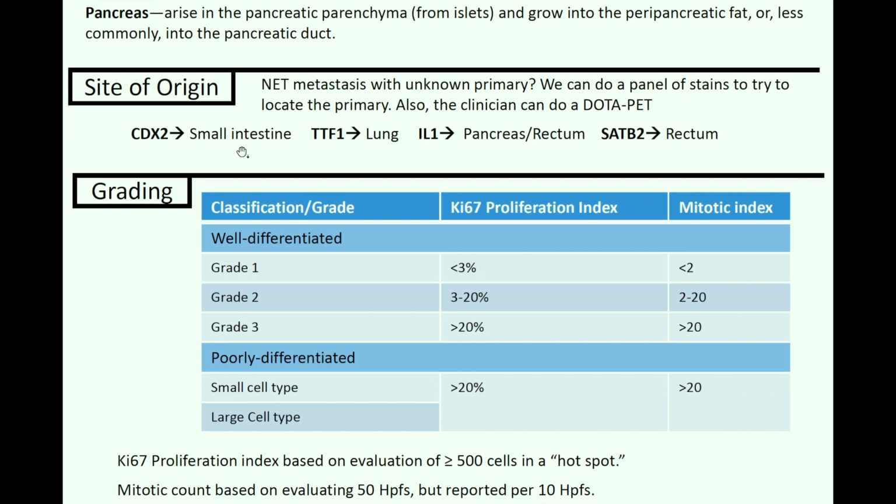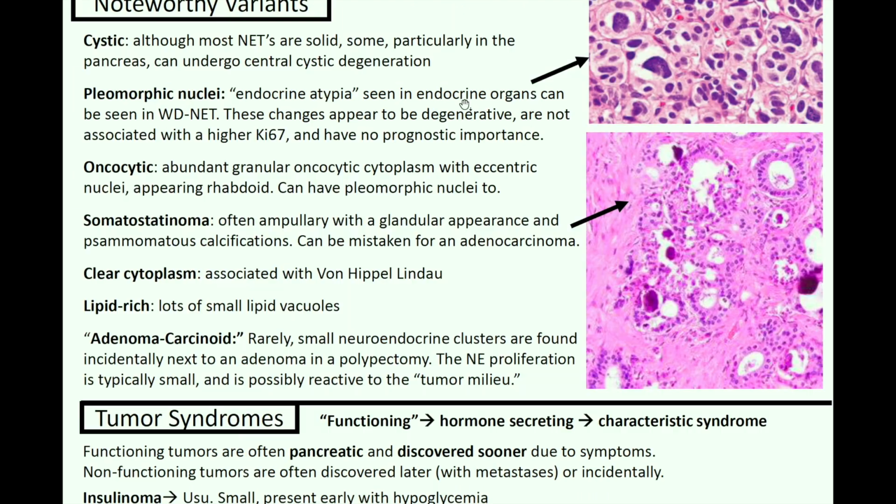So the site of origin: you can have neuroendocrine tumor metastasis with an unknown primary. We can do a panel of stains to try to locate the primary. Also, the clinician can do a DOTATATE PET scan. So site of origin, if it's CDX2 positive, is likely small intestine. TTF1 would indicate lung. ISL1 would be more likely pancreas or rectum, and SATB2 would indicate rectum.